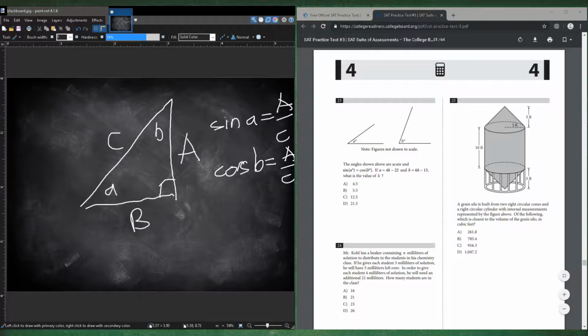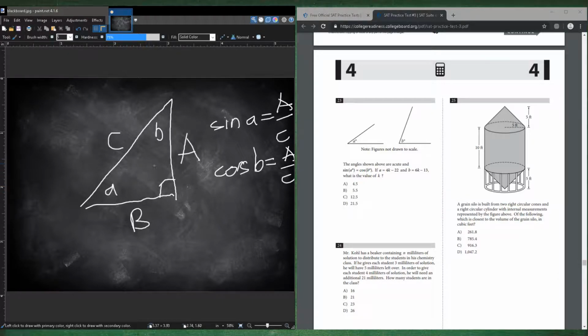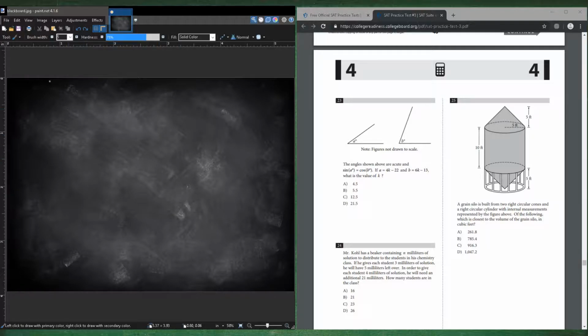So basically, we need to find the relationship between A and B. Since this is a right triangle, A plus B plus the right angle has to equal 180. So A plus B has to be 90, because the right angle is already 90 degrees, right? So we already know that A plus B is 90 degrees. So sine of A has to equal cosine of 90 minus A, because A plus B is equal to 90.